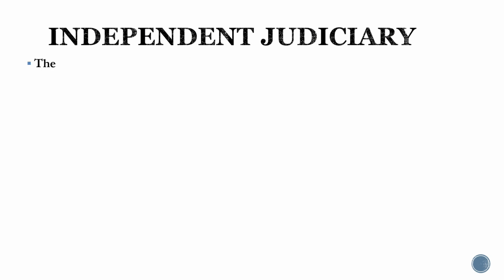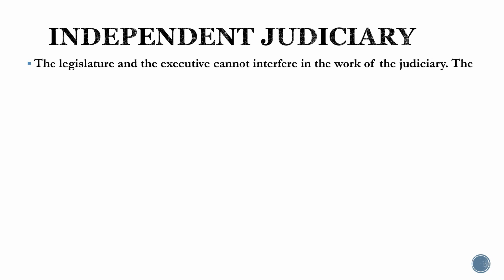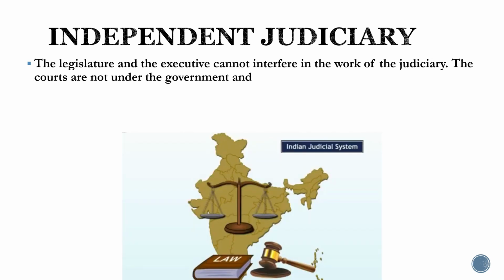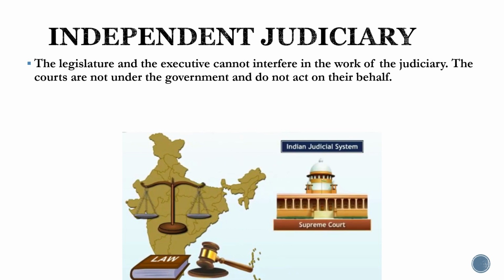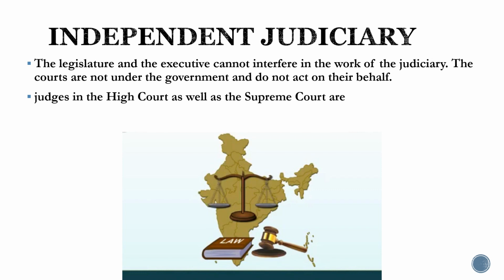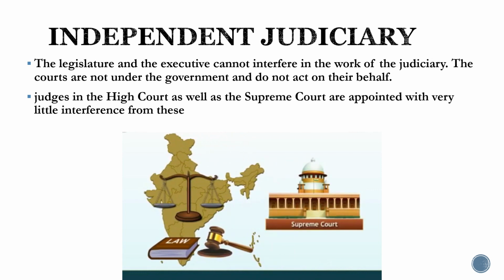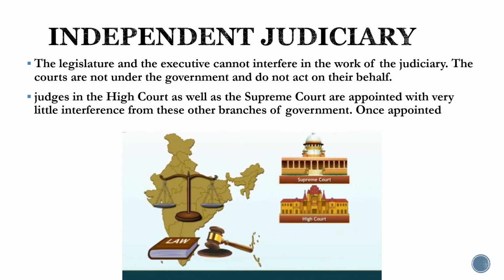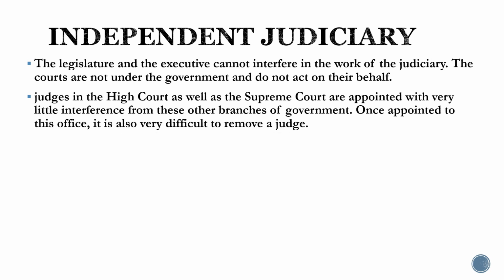Independent judiciary. The legislature and the executive cannot interfere in the work of the judiciary. The courts are not under the government and do not act on their behalf. Judges in the High Court as well as the Supreme Court are appointed with very little interference from these other branches of government. Once appointed to this office, it is also very difficult to remove a judge.